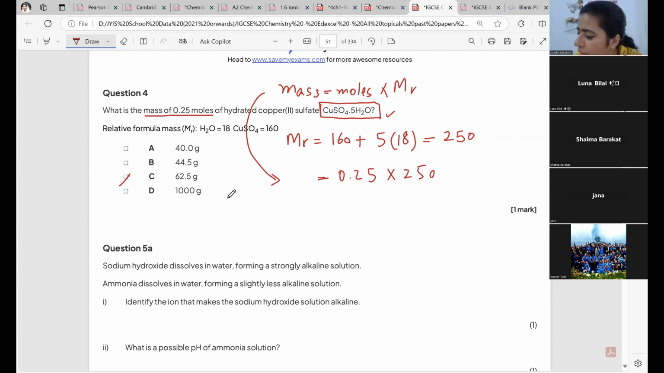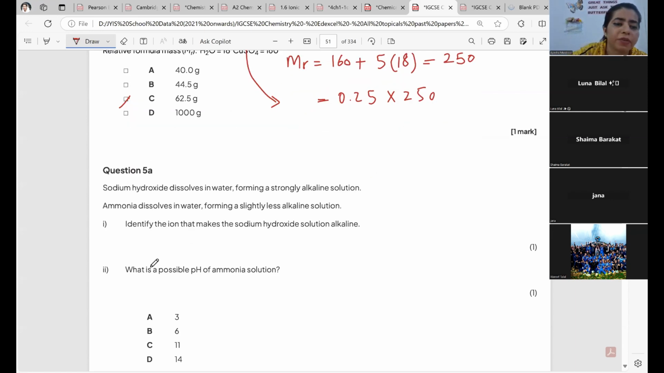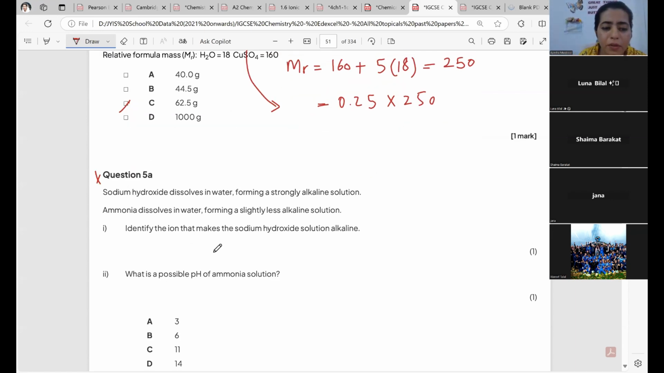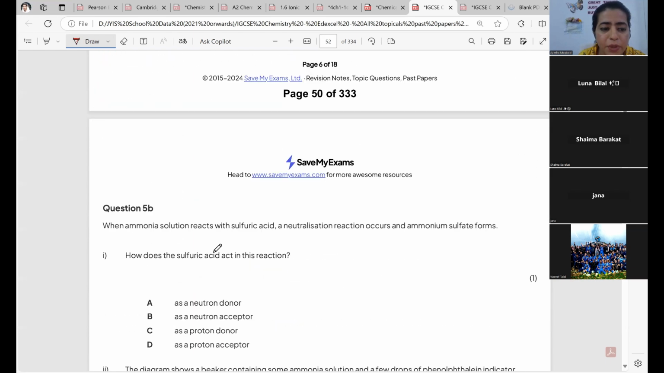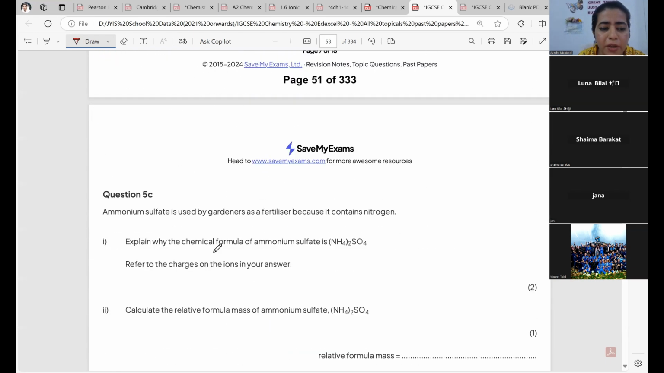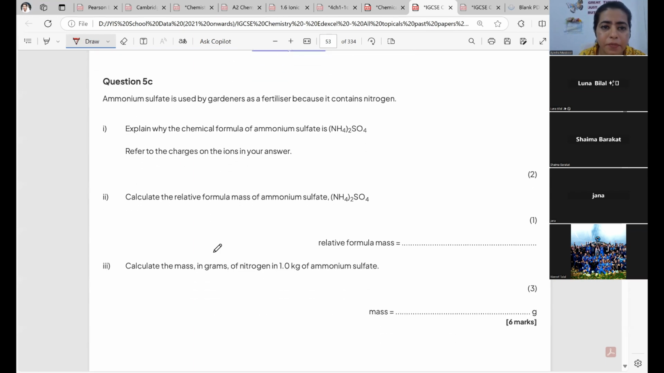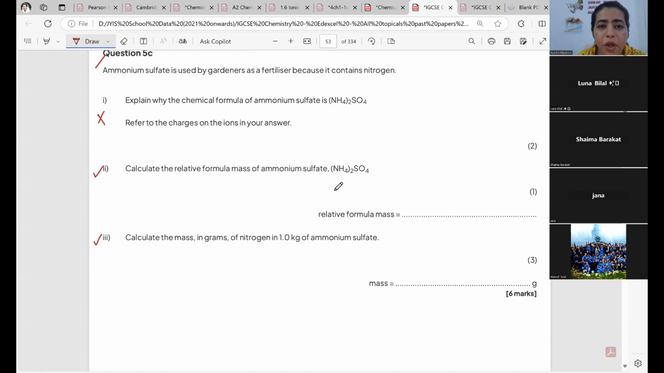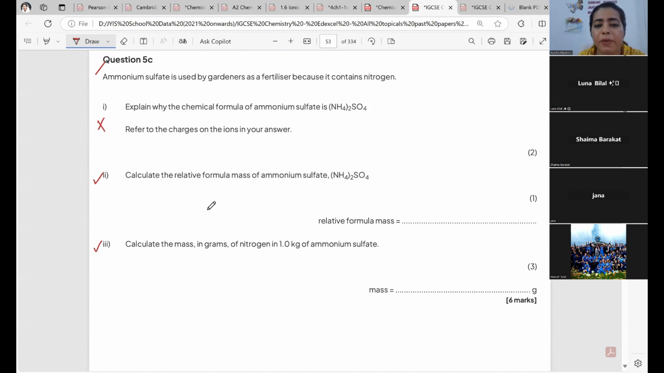Okay, then your question number 5, A and B is not from the same topic. We'll do them later. You can skip question number 5, A and B, and move directly to question number 5, C. Ammonium sulfate is used by gardeners as a fertilizer because it contains nitrogen. Why the chemical formula for ammonium sulfate is NH4 twice SO4? You can skip this part as well. Do the second part and third part that is related to this chapter. Okay, 5C, second and third part only.